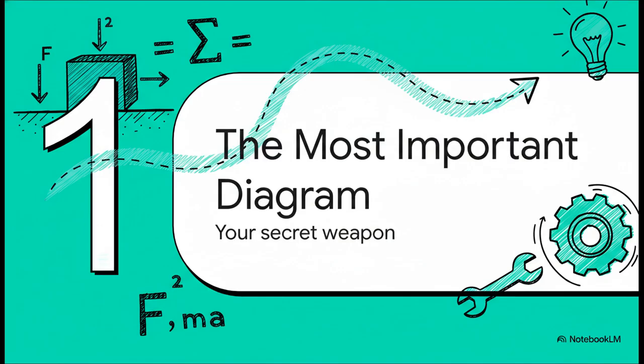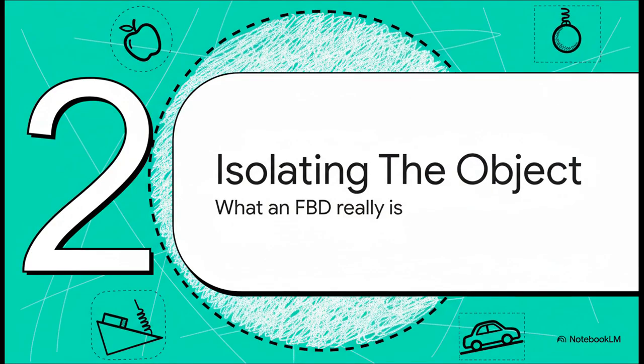You can't even begin to use that famous equation sigma F equals ma until you know what sigma F actually is. This diagram is how you figure that out. It's step 1, and honestly, it's the most important step you'll take. Okay, so that brings us to the core concept here, isolating the object.